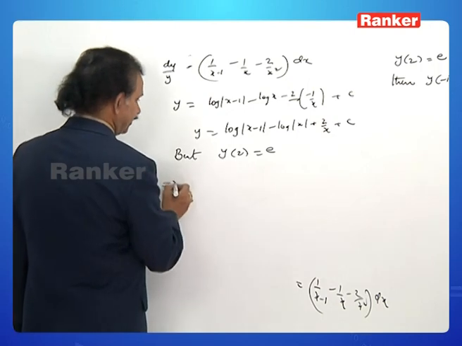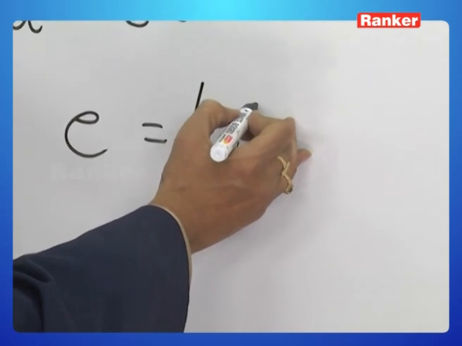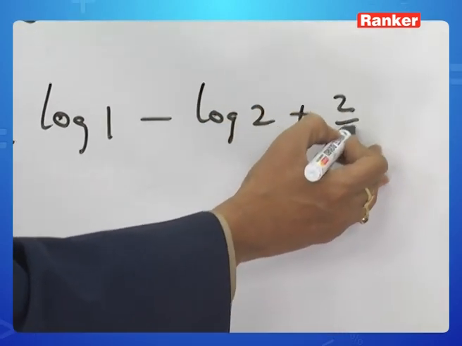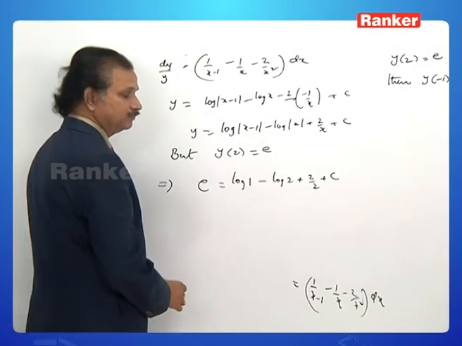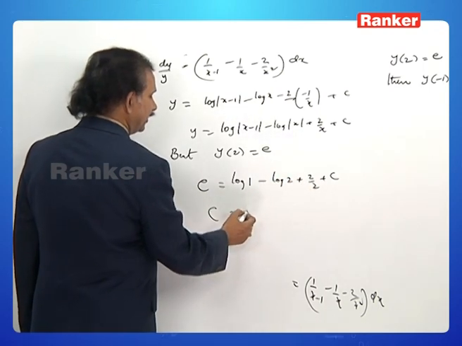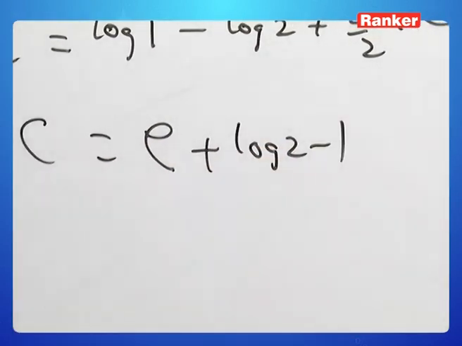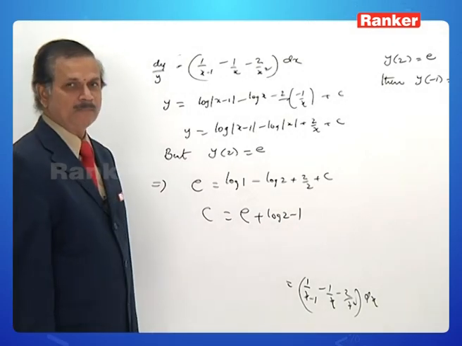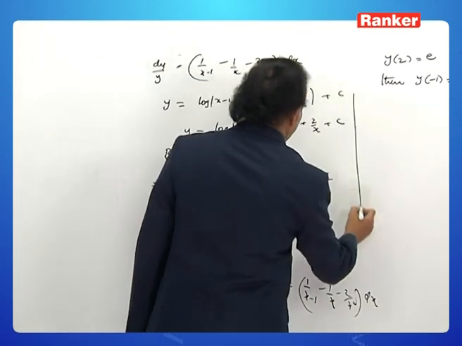What does it mean? E is equal to log of 2 minus 1 minus log 2 plus 2 by 2 plus c. Log 1 is 0, 2 by 2 is 1. Therefore, c is equal to e plus log 2 minus 1. Okay, let it be like this. What do you want actually?